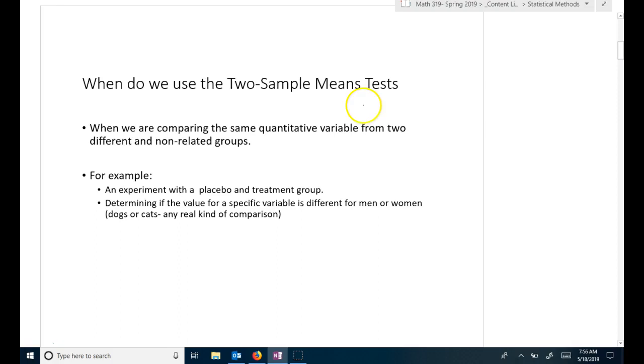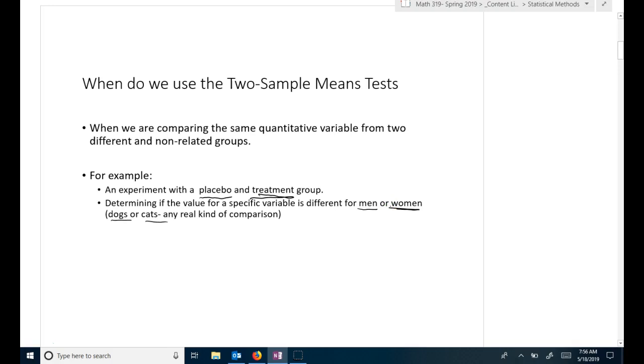So when do we use this Two-Sample means test? One, when we are comparing the same quantitative variable from two different and non-related groups. So for example, an experiment with a placebo and a treatment group. Or two, determining if the value for a specific variable is different for men or women, dogs or cats, or any kind of real comparison. Now notice, we're only looking at two different groups, the placebo and the treatment group, or dogs and cats, or men and women.